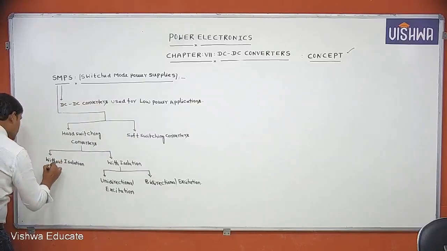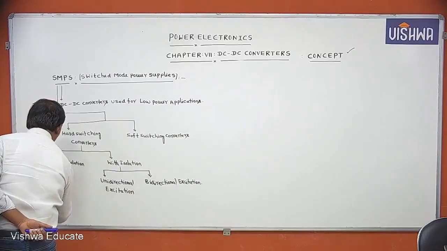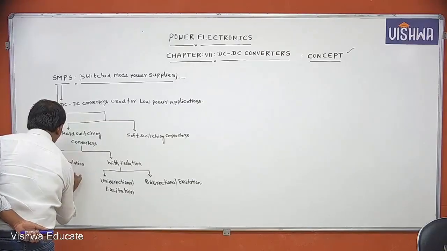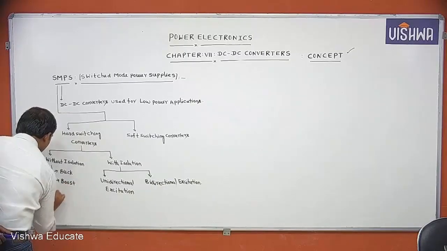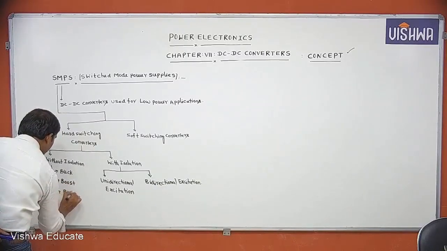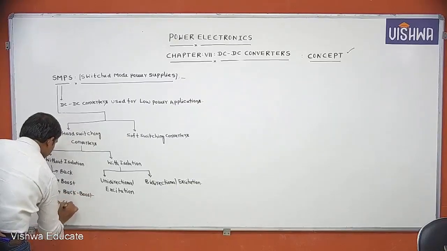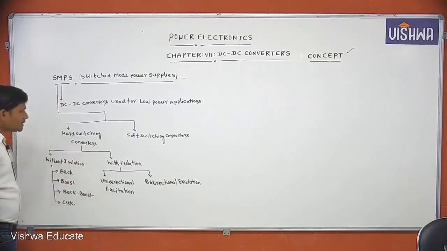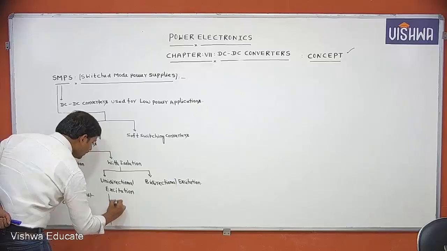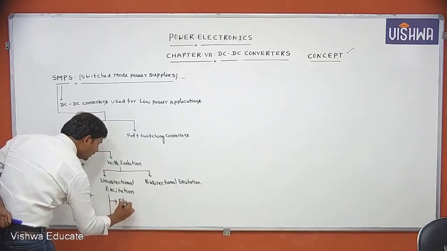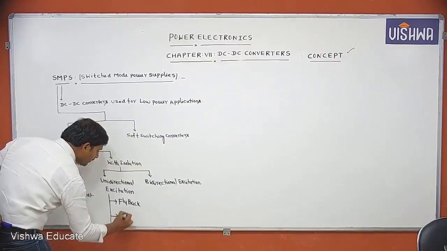Without isolation, the examples for SMPS converters, which you already studied, are buck converter, boost converter, buck boost converter, and Cuk regulator. Okay, these are the examples. With unidirectional excitation, the examples are flyback converter and another one is forward converter.